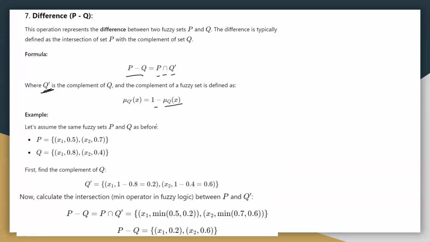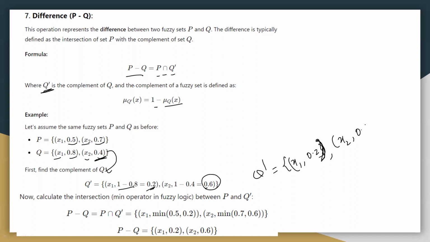We have seen the complement of A and B in the previous slides. So assume you have x1 and x2 like this, with 0.5 and 0.8 for x1, and 0.7 and 0.4 for x2. Finding the complement of Q is the first step. 1 minus 0.8 is 0.2, then 1 minus 0.4 is 0.6. So finally you get Q complement as x1 with membership value 0.2, and x2 with membership value 0.6. This is how you get Q complement.